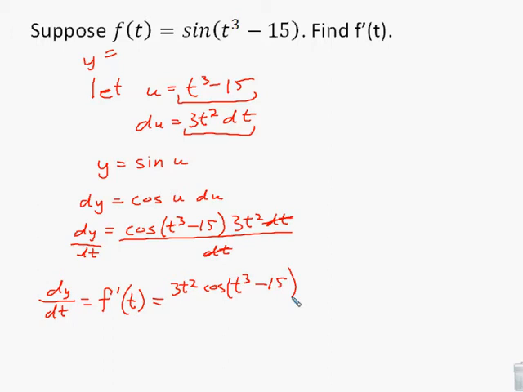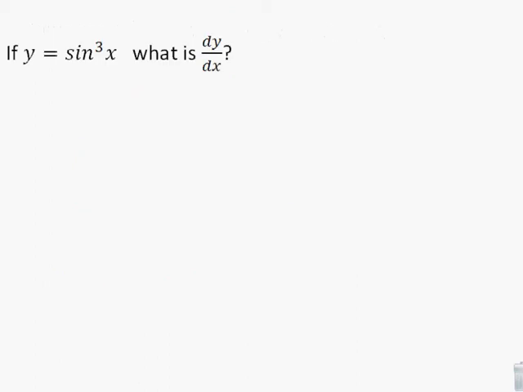So we figure out what the main function is. It was sine here. We make our substitution for u, find du because we know we're going to need it later. Write the function with the substitution for u, putting u in, and then differentiate and start plugging things back in.